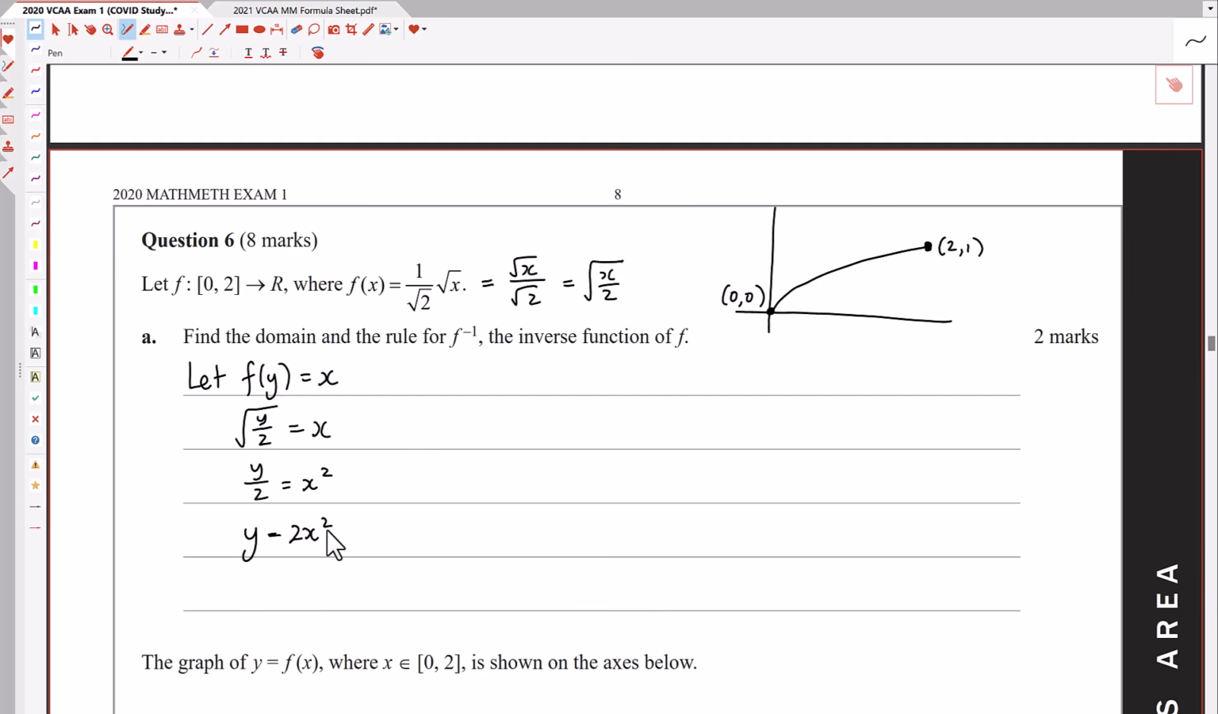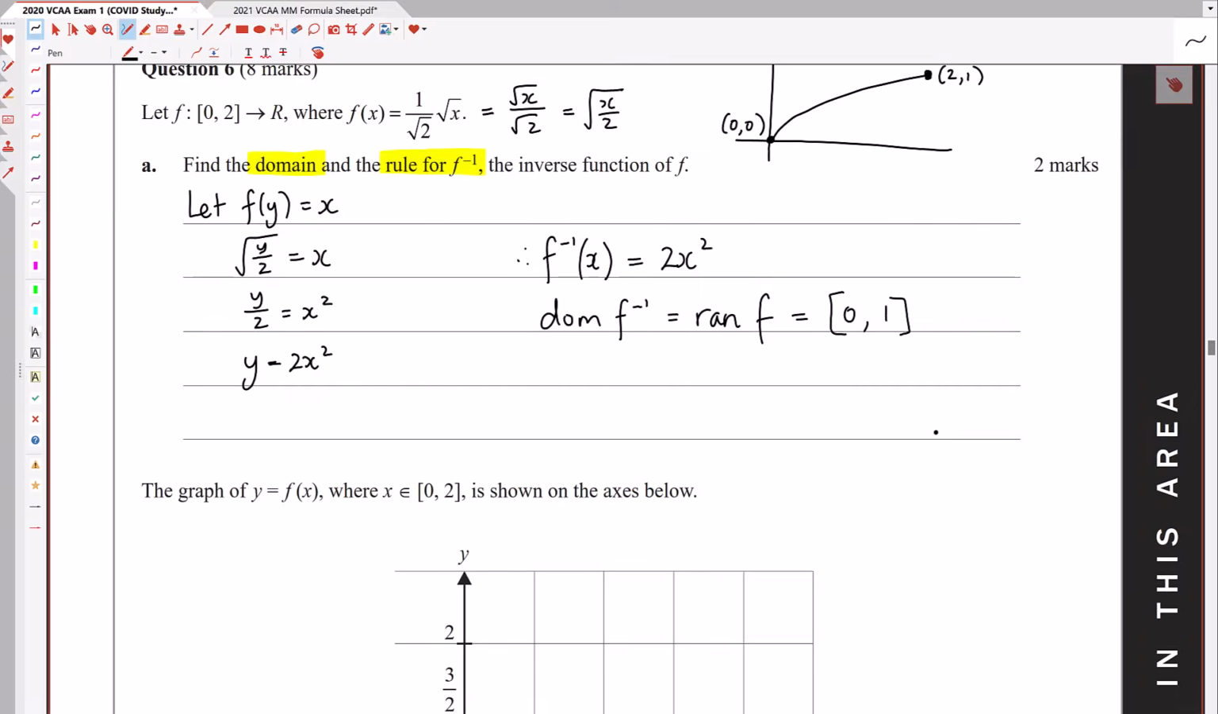And then we need to make sure that we answer the question, which is to find a rule for f to the negative 1. So it should be f to the negative 1 of x equals something. And we want the domain. Okay, so therefore, inverse of f is 2x squared. And the domain of the inverse is the range of the original function. And that's where it's helpful that we drew our original function. We can see that that range is 0 to 1.